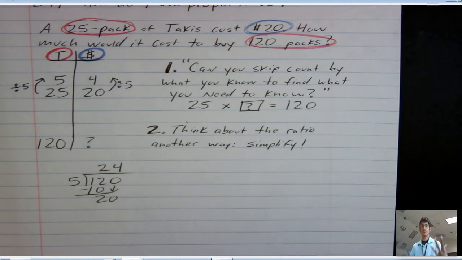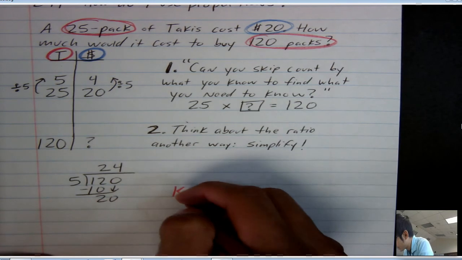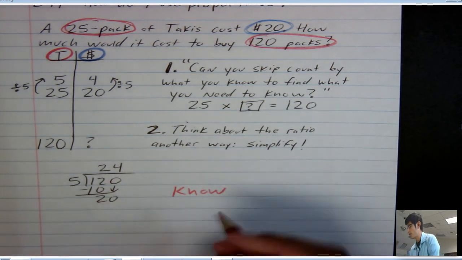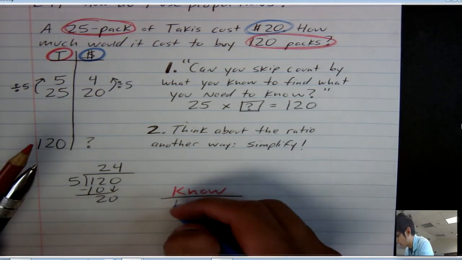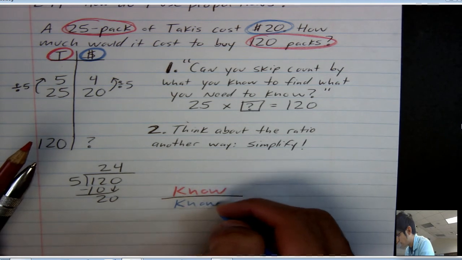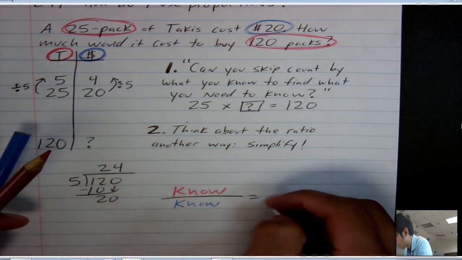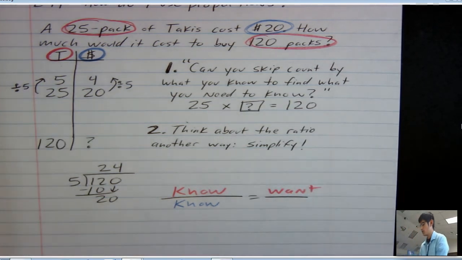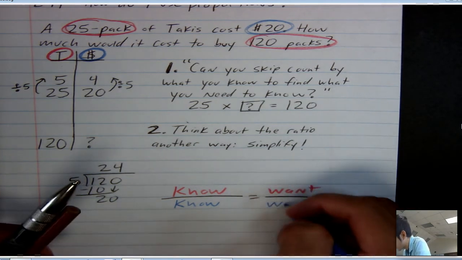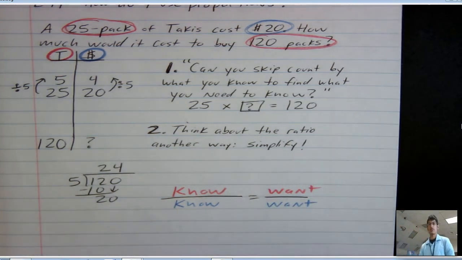Here's how we're going to use proportions to help us find out what I want to know. A proportion is two equivalent fractions, ratios, and they're about what we know and what we want to know. I'm going to start off writing my first proportion like this. I'm going to write what I know about Takis over what I know about how much they cost. In my second proportion, I'm going to put what I want to know about Takis over what I want to know about how much it's going to cost.